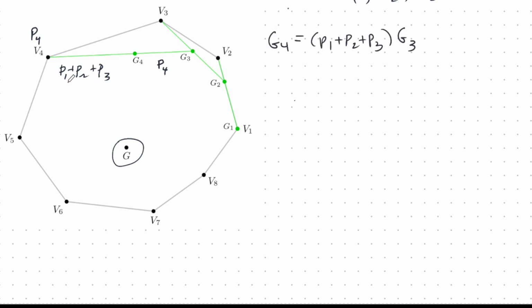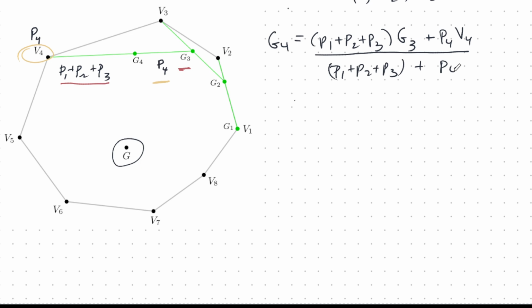So again, keep in mind I'm matching this weight with this point here. And I have to match, let's use a different color, this weight here with this point here. So that's P4, V4. And then I have to add up all of the weights that I have on the right and the left of the fulcrum G4. That's P1 plus P2 plus P3. This plus P4. Okay, so I plug in now my G3. I plug this in. What I got from the previous step.